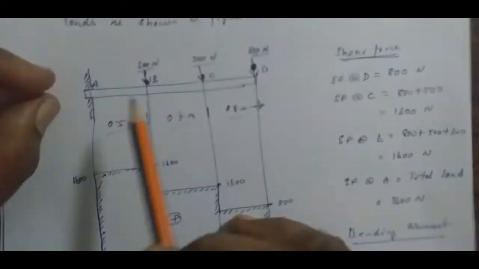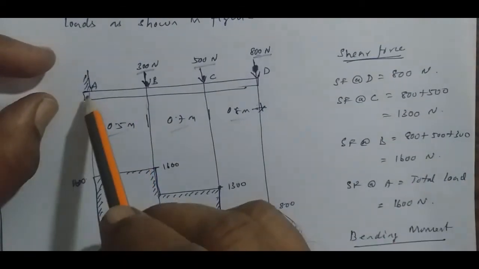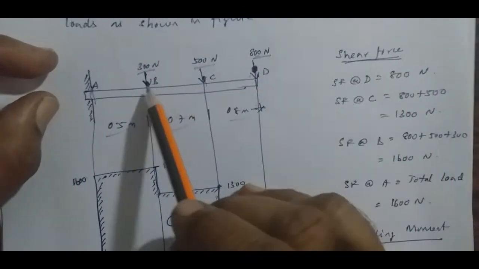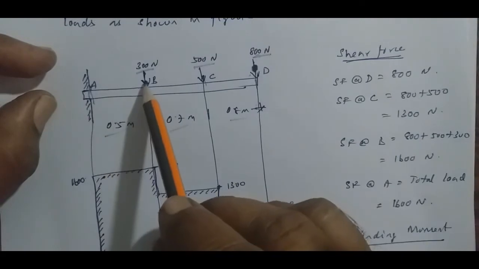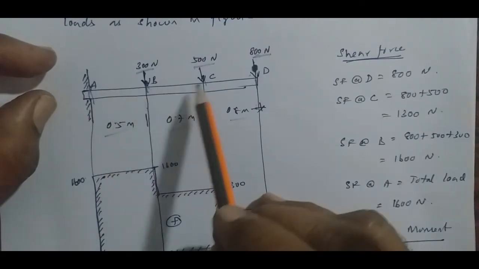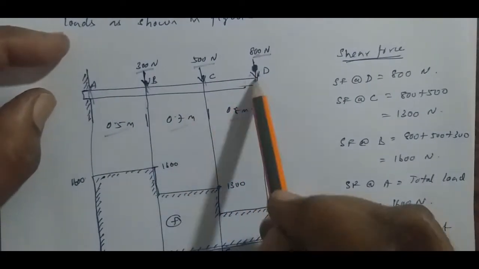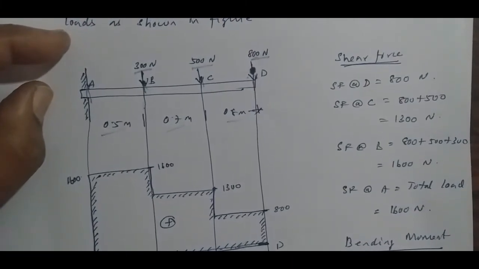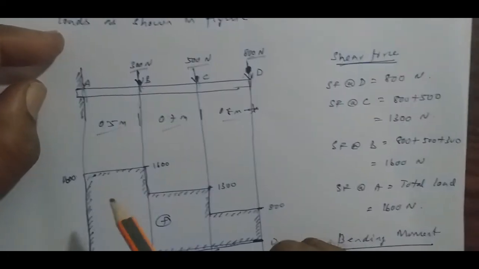Let us see what the salient points are. The salient points are support A, free end, and load points C, D, and B. So B is a load point, C is another load point, D is another load point. The free end is also D. So at these load points, the free end and the support, we have to calculate the shear force and bending moment.